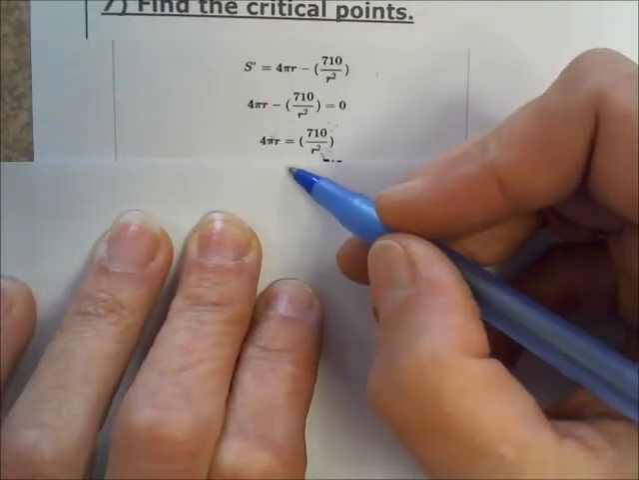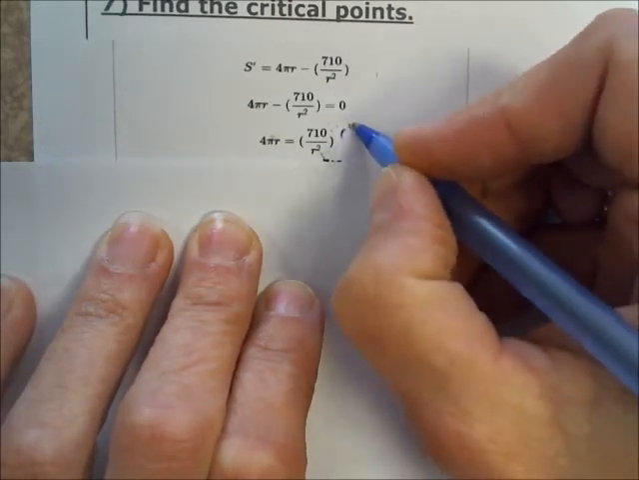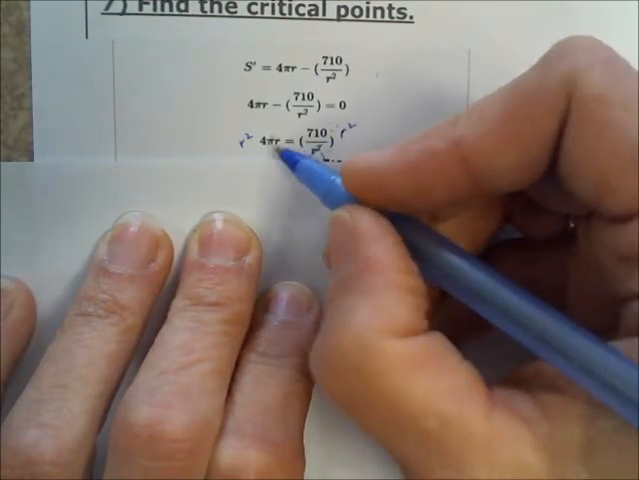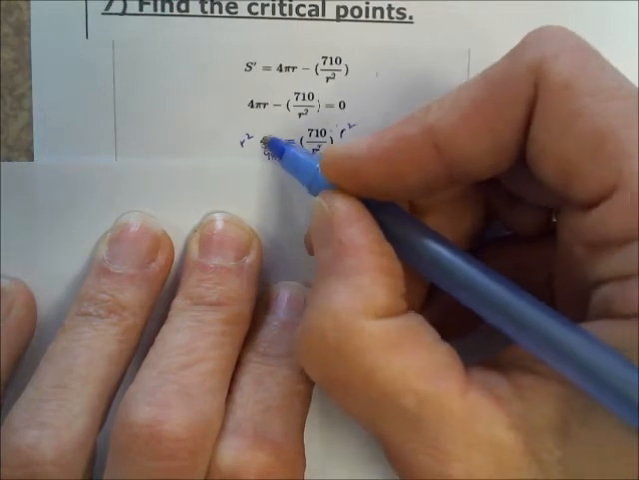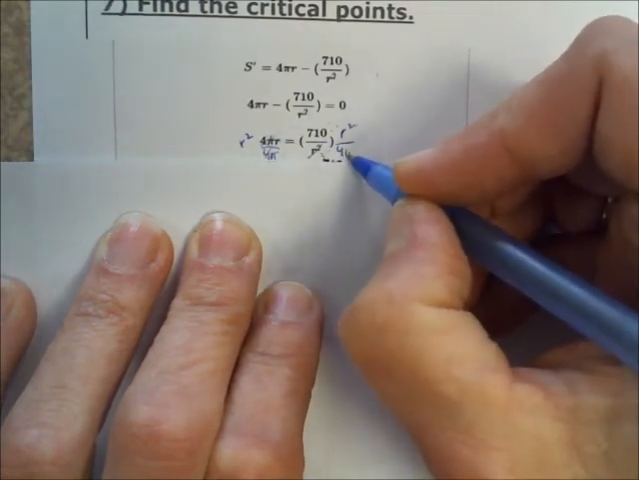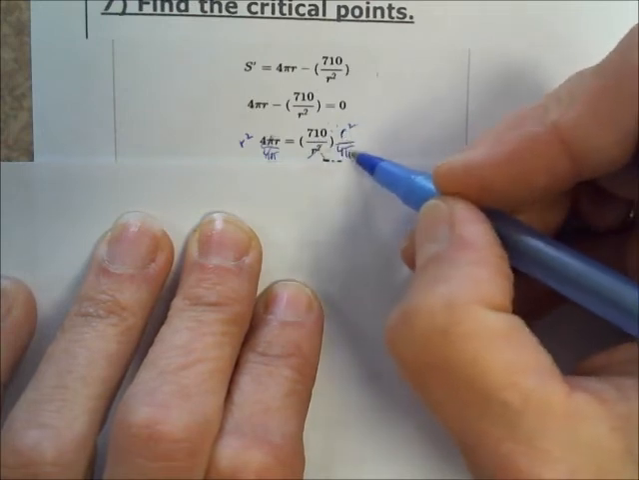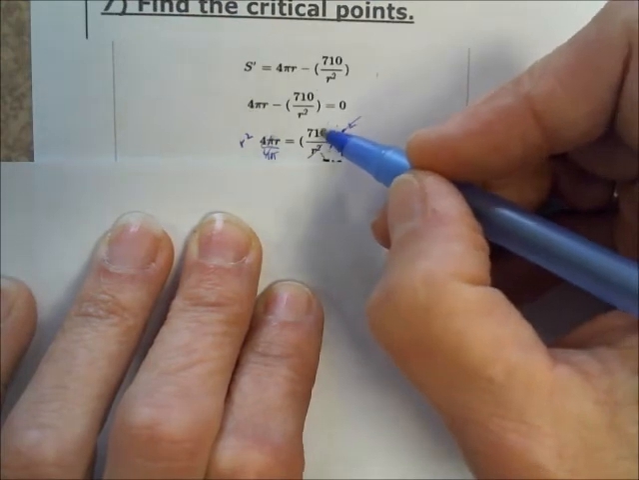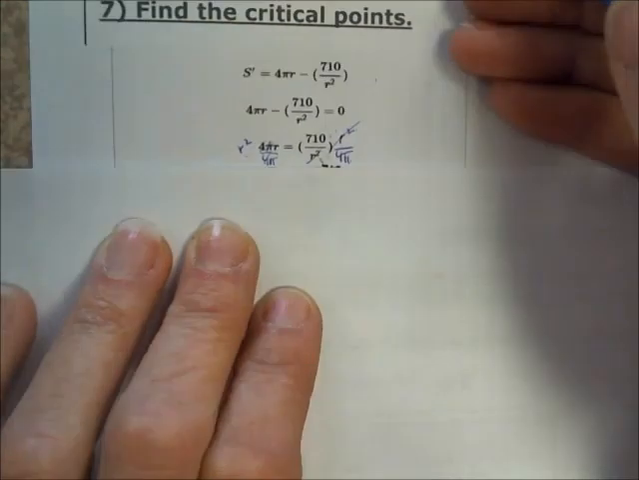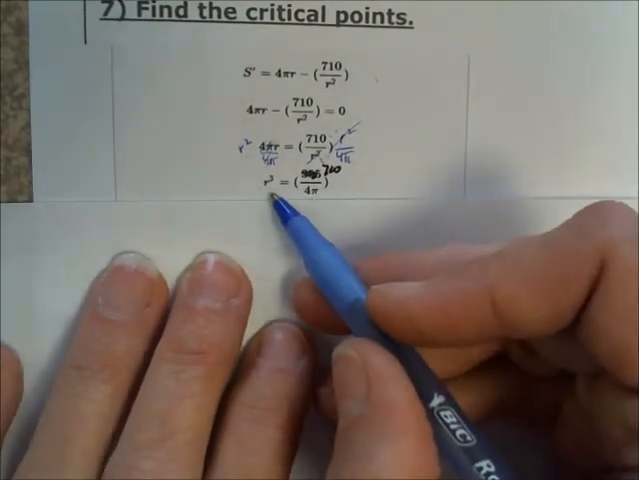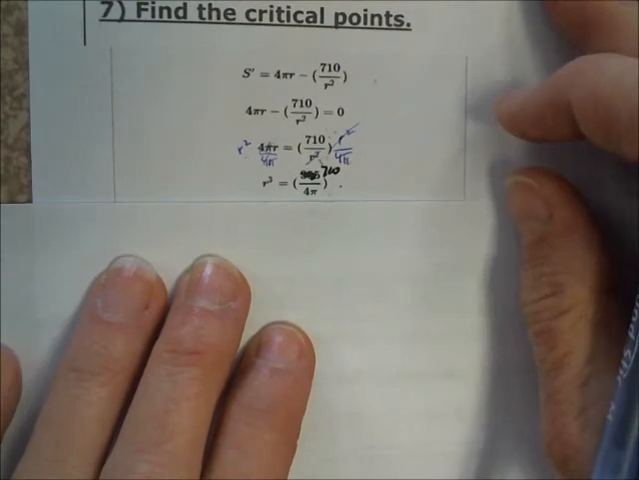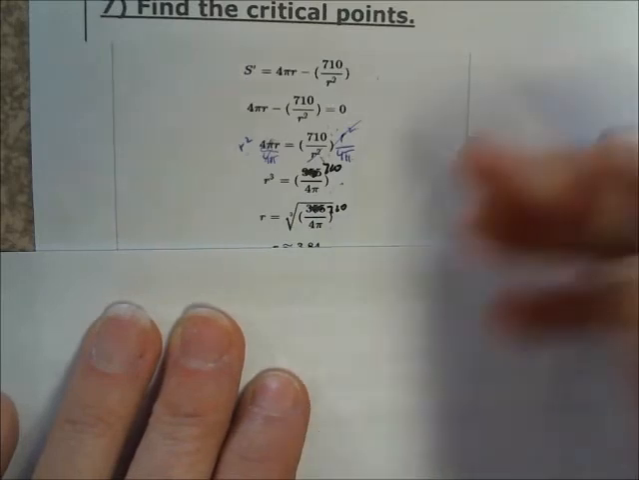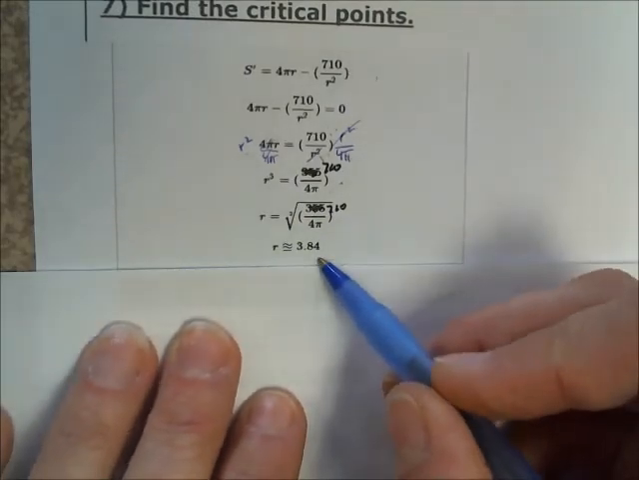Well, we want to get r on one side of the equation, so you're going to multiply both sides by r squared. And if you multiply this by r squared, that r squared disappears on the bottom. And then you can divide both sides by 4 pi. So the 4 pi disappears here. What you're left with is 710 over 4 pi is equal to r squared times r, which is just r cubed. So r cubed is equal to 710 over 4 pi. All you have to do is take the cube root in your calculator, the cube root of 710 over 4 pi. And numerically, that turns out to be about 3.84.